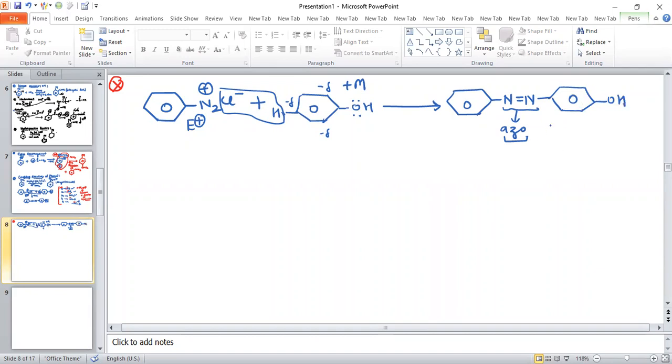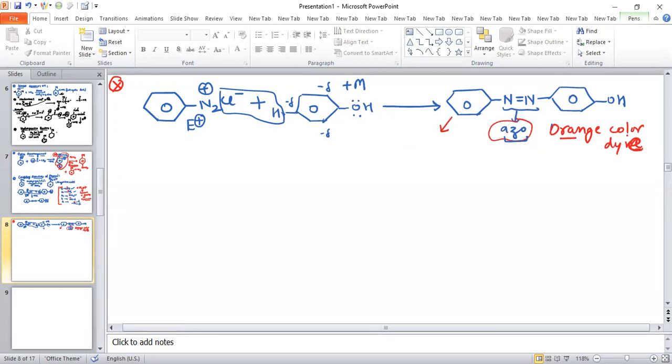And this is basically an orange color dye. The name of this compound is para hydroxy azobenzene, with respect to this para position, this is para hydroxy. And this is basically the azo linkage.